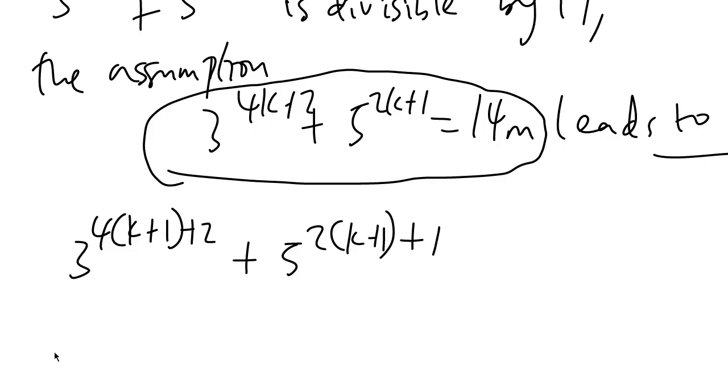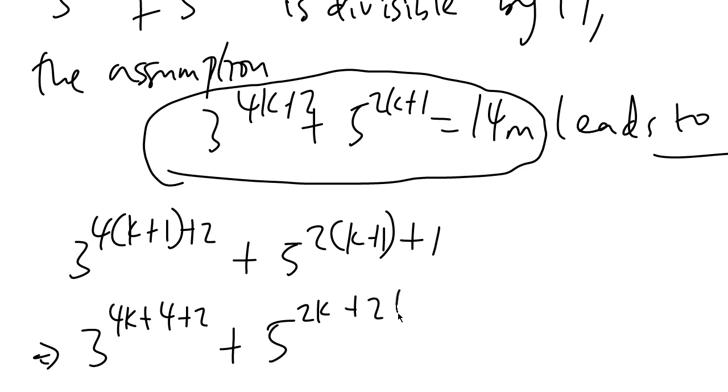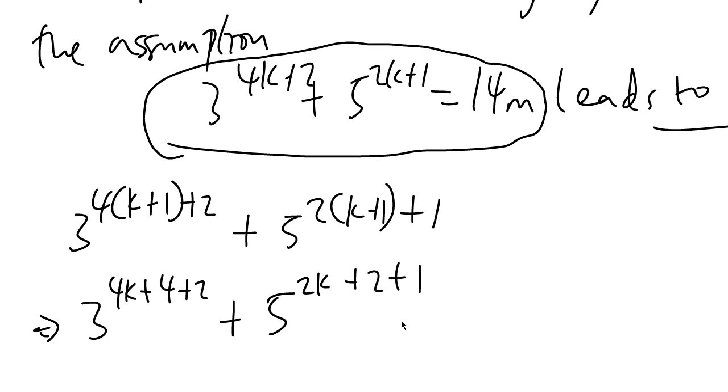So now what happens if we expand it to be 3 to the power 4? If you expand, that will be 4k plus 4 plus 2, and 5 to the power 2k plus 2 plus 1. So there is no need to start simplifying it, because you now have to find the connection between when n equals k was substituted and when n equals k plus 1 was substituted.